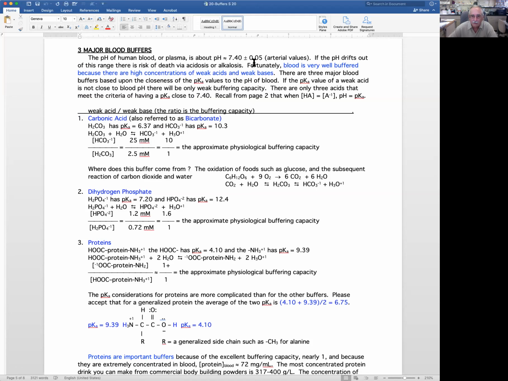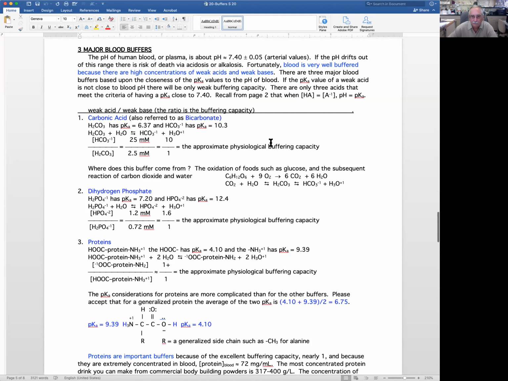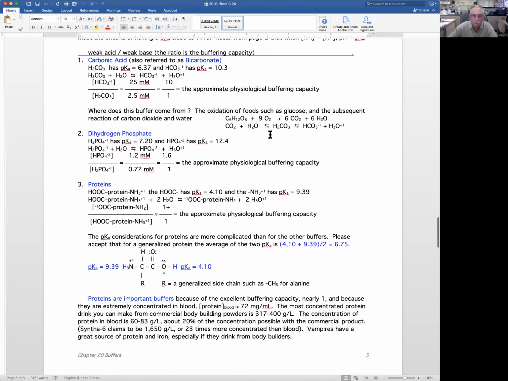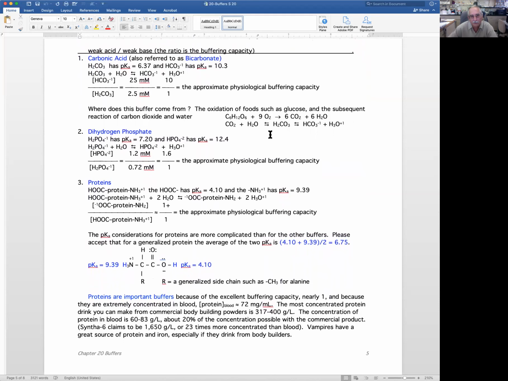So blood is an extremely well buffered solution. If you look at blood in general, there's basically 3 really important buffers. The rest are less important. The first one is called carbonic acid. And previously, in the other edition, I incorrectly referred to it as bicarbonate. And here's the reason why I would say that.